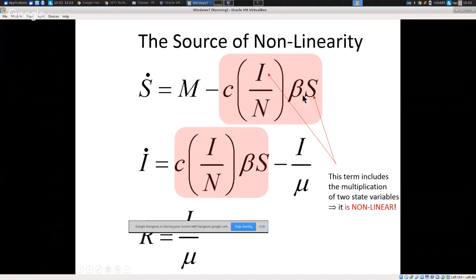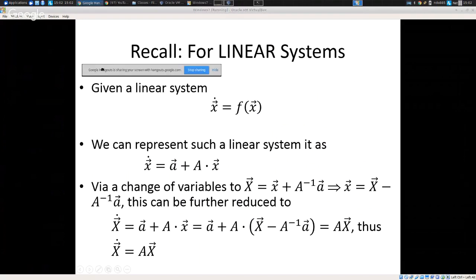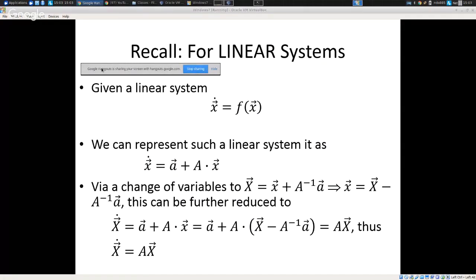But it has the multiplication of two state variables. That's the key thing. We're multiplying this times this. And I want to give a brief explanation of why this is nonlinear, and I'm going to give, in fact, two explanations from different angles. One thing is, look, we have a linear system. We can write x dot equals f of x in a way that uses purely linear transformations of x.